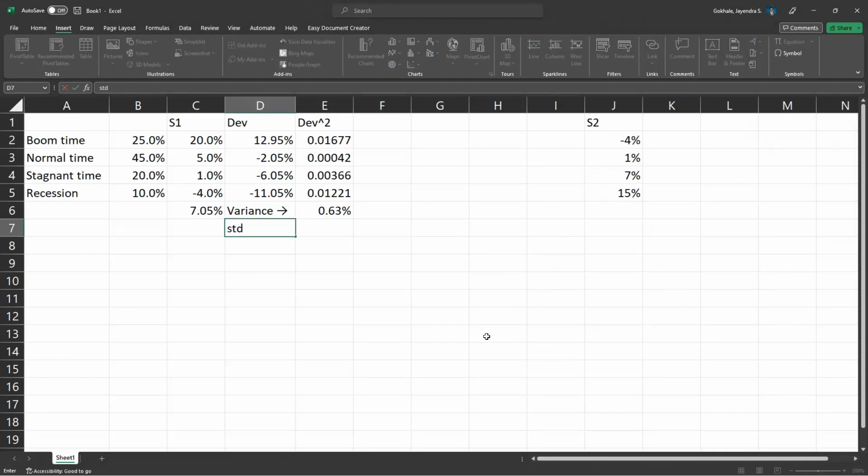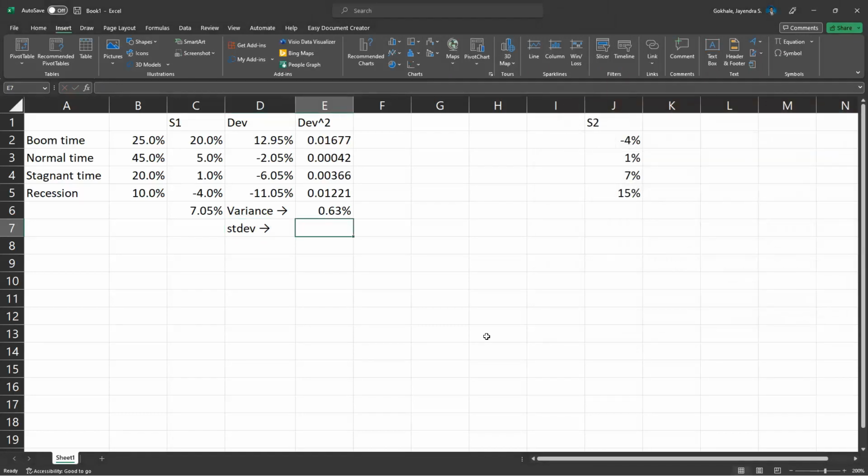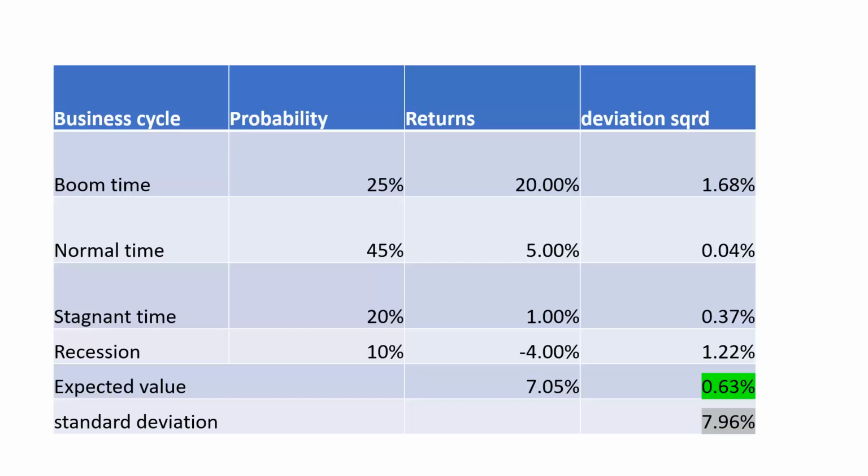And then standard deviation, again let's get the same arrow out, is the square root, the SQRT function in Excel, or you can just say equals this to the power half or 0.5, same thing. Square root function is just a fancy way. So the standard deviation of this stock is 7.96%, and the expected returns is 7.05%. And that's exactly what we got here. See, 7.05, 7.96, etc.